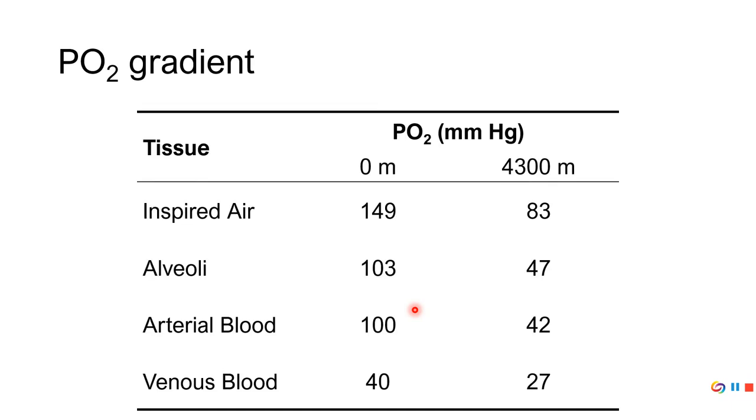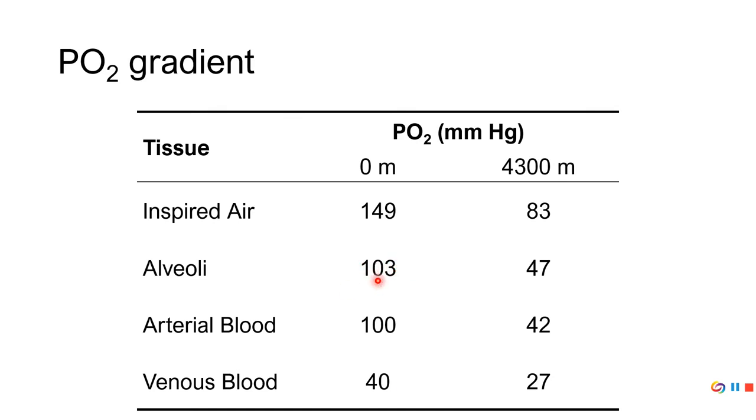Okay, so notice that if we start at sea level, inspired air is about 150 millimeters of mercury. By the time it reaches your alveoli, it's about 103. And then getting into your arterial blood, it's about 100 due to the AADO2, which we've talked about. And get into the venous blood, which is 60. So when venous blood returns back into your alveoli, we have a gradient of about 60 to 63.